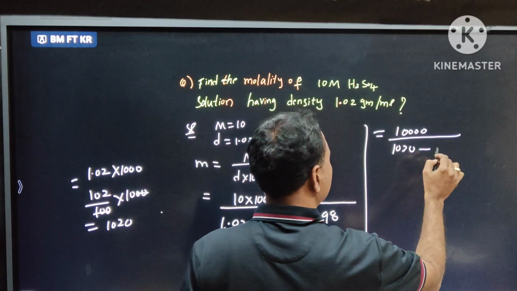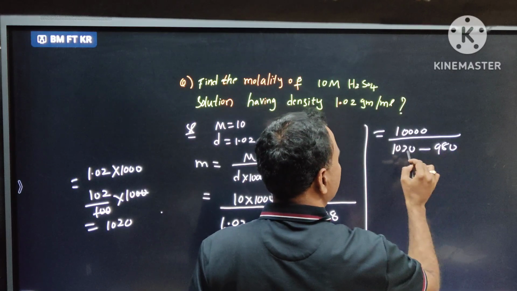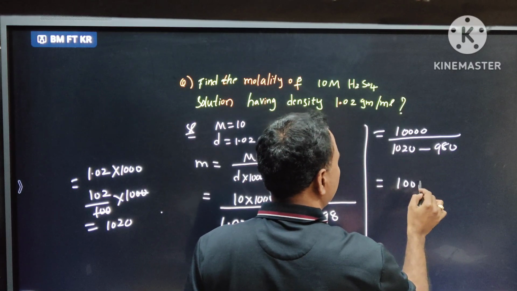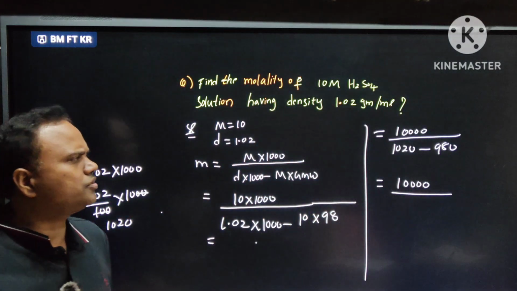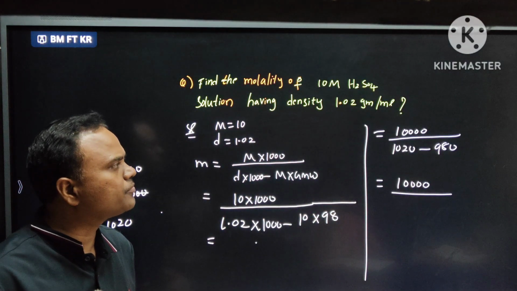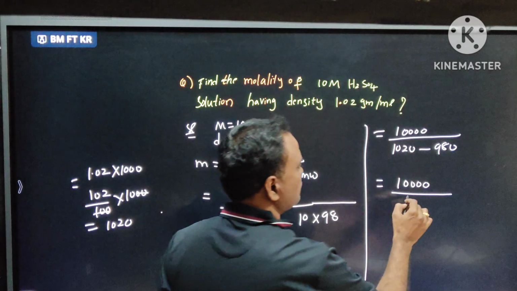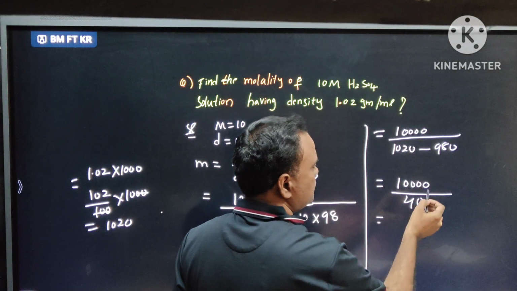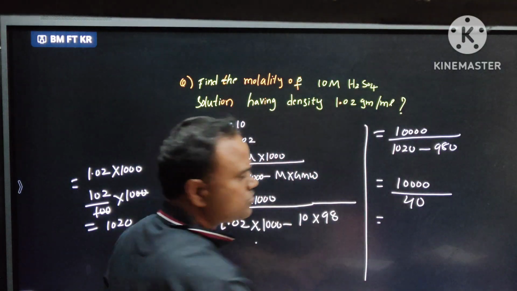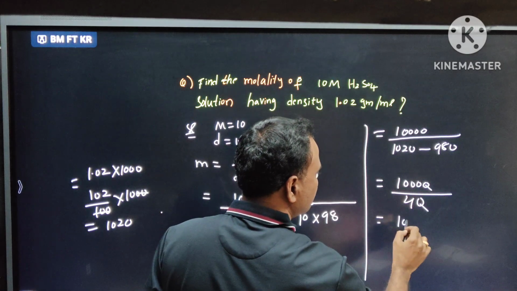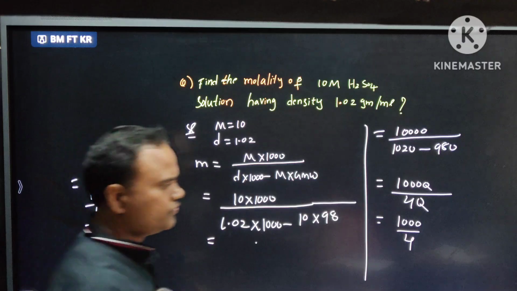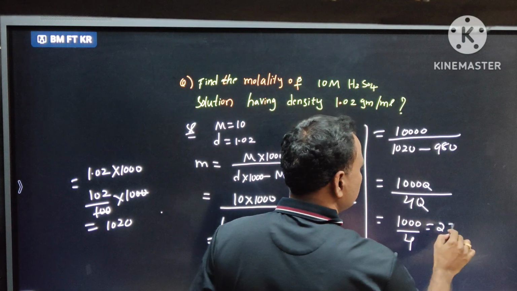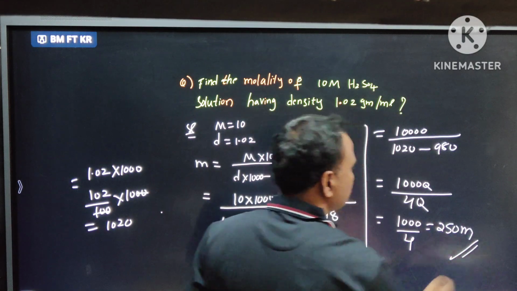1020 minus this is 980. 10,000 divided by 1020 minus 980, that means how much? 40. 10,000 by 40, these two zeros will get cancelled, right? 1000 by 4. 1000 by 4 means 250. 250 m.